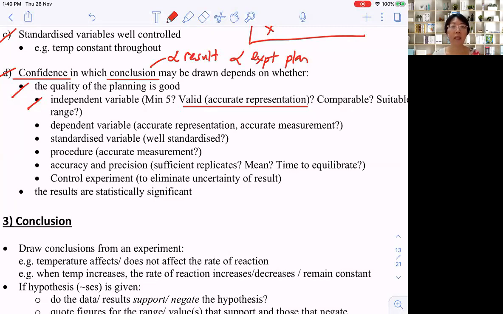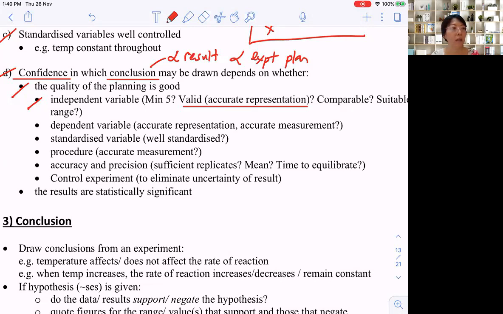Okay, because different seawater has different sodium ion concentrations and different other ions. So you must use pure sodium chloride. Does the independent variable that you've chosen represent what you want to test as closely as possible? Okay, so it must be valid. If you say seawater, then you must say which seawater. Okay, which part is it?